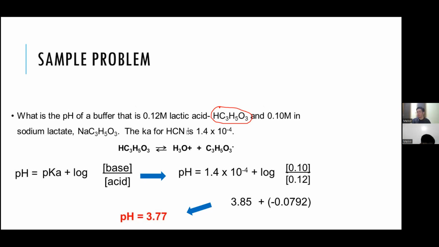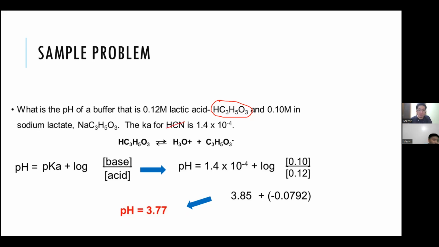Yung pKa, madali naman i-calculate. 1.4 times 10 to the negative 4. Tama siya? Okay. So, tama naman pala. Ibig sabihin nito, hindi yan HCl. Lactic acid yan. So the Ka for lactic acid is 1.4 times 10 to the negative 4. So this is correct ha. This is not hydrocyanic acid.